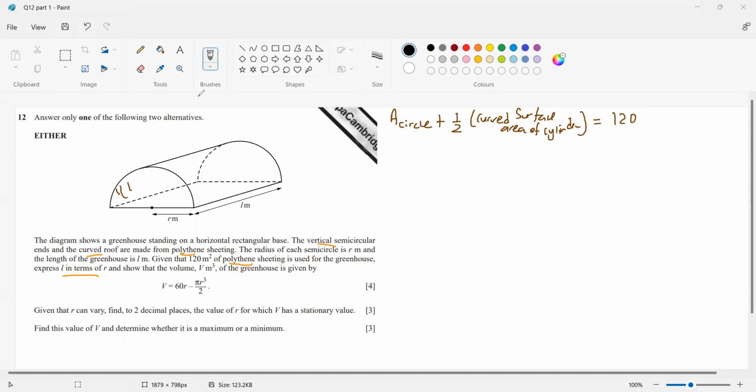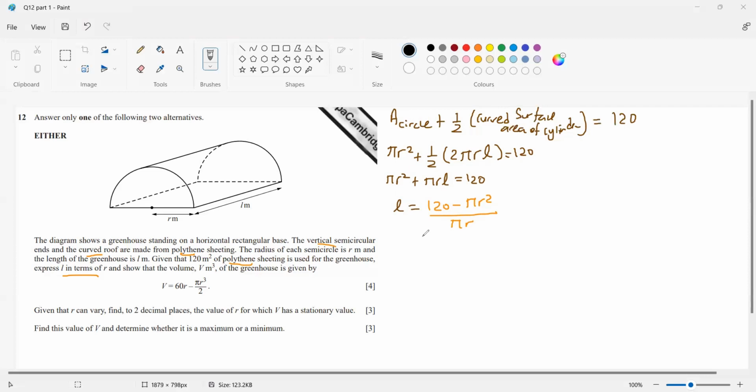Okay, so let's write it out nicely, please. This will be pi r squared plus half of 2 pi r h, but the height is actually given as L. It's a key step there. Please take note. Simplifying this, it's just pi r squared plus pi r L equals 120. Making L the subject, we arrive at L equals 120 minus pi r squared, and then the whole thing divided by pi r. Please take note.